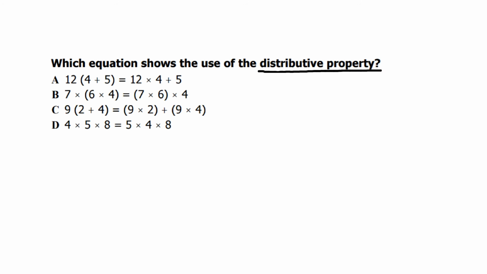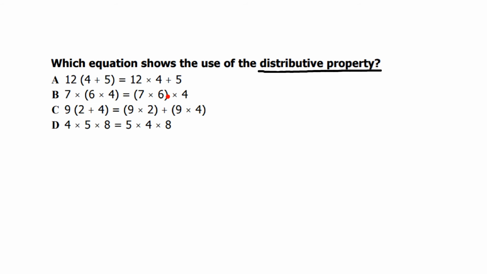Now, I'm going to look at each of the options and see if I can identify any other properties here that they might be trying to trick me with. So let's see. I know that this one right here has the numbers in the same order, 7 times 6 times 4 and 7 times 6 times 4, but they're grouping or associating different numbers together.